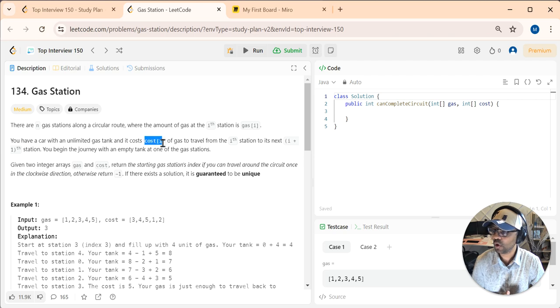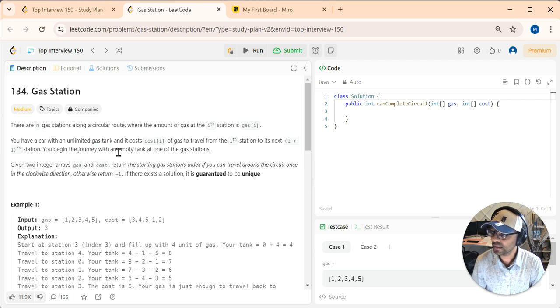And we are given the cost. Initially I thought the cost at station i means when I buy gas I pay that much money. That's not what cost is. I realize that the cost here means how much gas will be used if we start at station i to reach station i plus 1. So that's what cost here means. The word cost just threw me off a little bit.